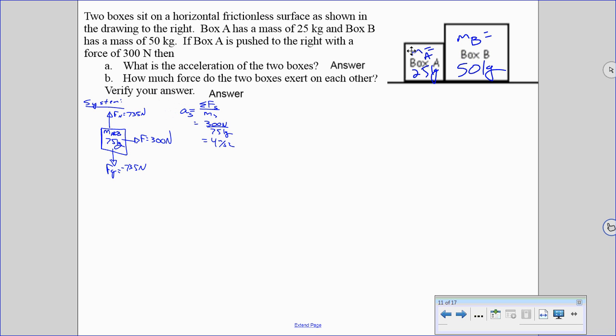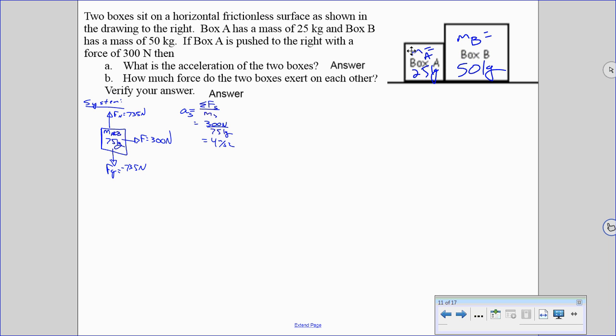So that's question A: find the acceleration of the two boxes. We got 4 meters per second squared. Is everybody okay with that? Question: is that adding up the two boxes together or adding the accelerations of the two different boxes? Well, they're the same, because if you push A, A is going to move, and they're going to move together because A is pushing B forward. Because it's frictionless. You good? Everybody good?